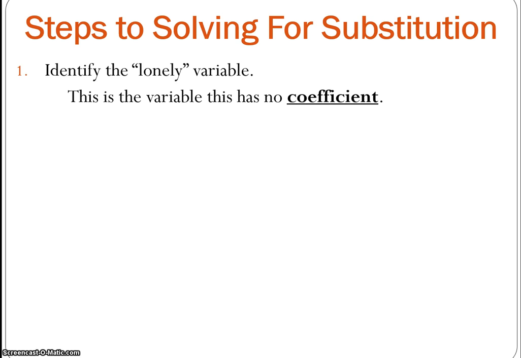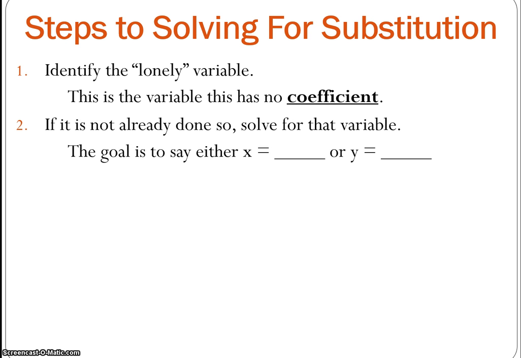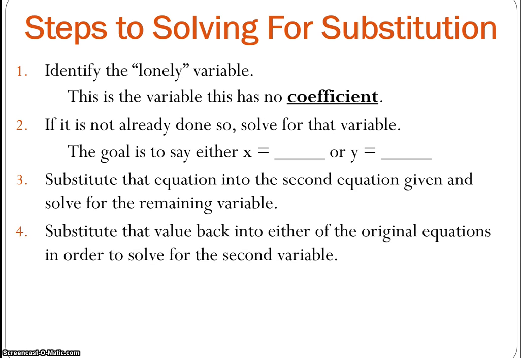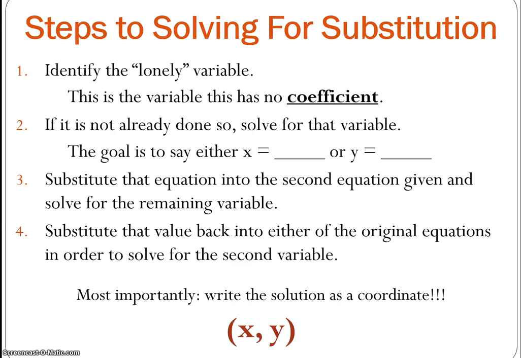Here are some steps. First, identify the lonely variable. This is the variable that has no coefficient. If it is not already done so, then you need to solve for one of the variables. The goal is to get an x equals something or a y equals something. Once you have that, you're going to substitute that equation into the second equation given and then solve for the remaining variable. After that, you're going to substitute that value back into either of the original equations in order to solve for that second variable. Most importantly, make sure you write your solution as a coordinate point, x, y.